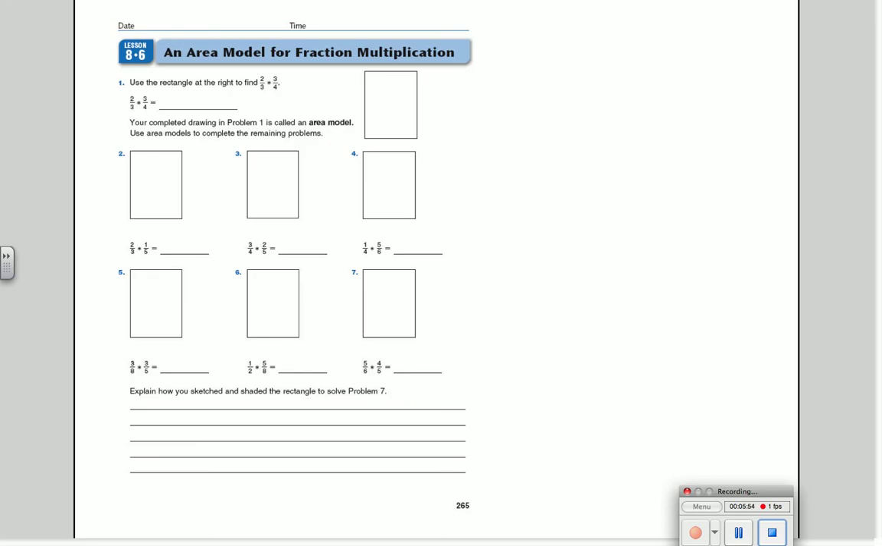All right, now turn your attention to journal page 265. This is the last page we'll complete together. This page is very similar to your study link. It doesn't look exactly like it, but it's quite similar. So make sure you understand what this area model means. So question 1, it says use the rectangle at the right to find 2/3 times 3/4.